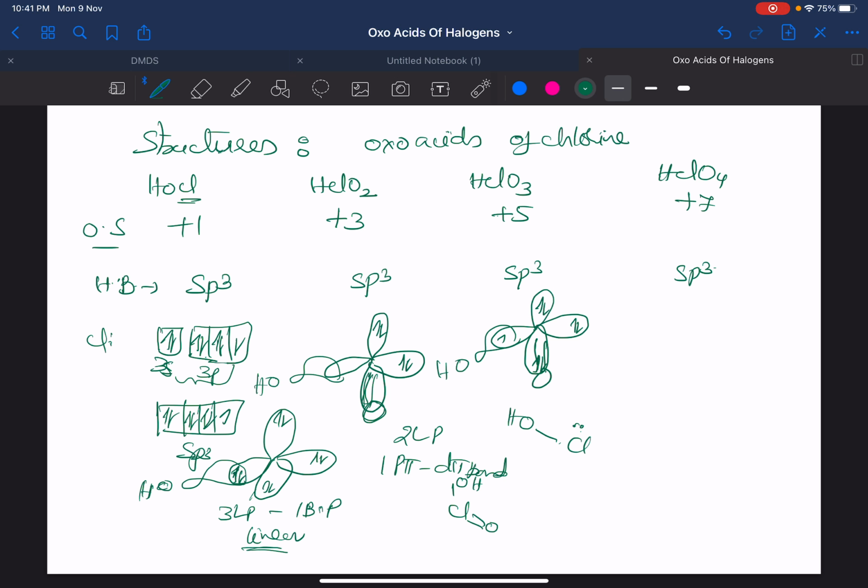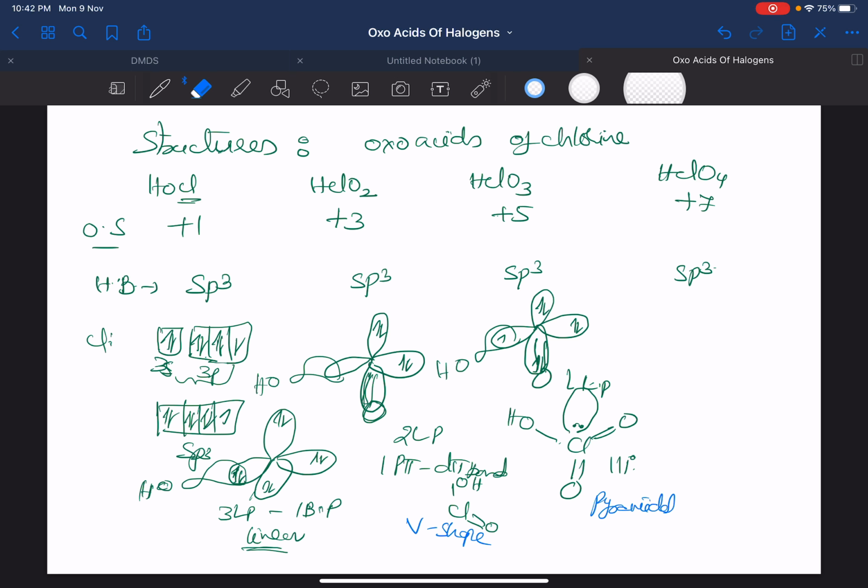One lone pair is there. Two double bonded oxygens are present. So its bond angle is less than 109 degrees. Due to the presence of one lone pair on the chlorine atom, the shape of this molecule is pyramidal, whereas in chlorous acid its shape is V shape. So linear, V shape and then pyramidal shape.